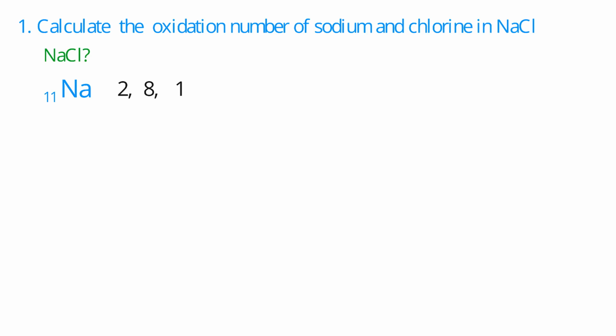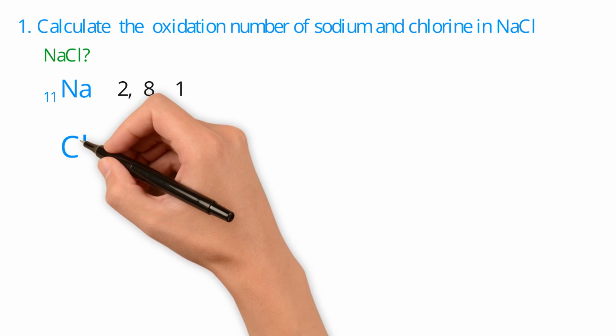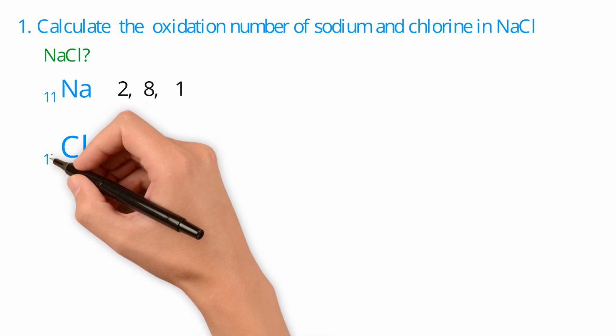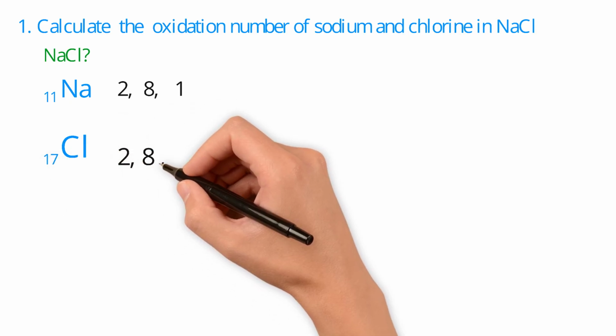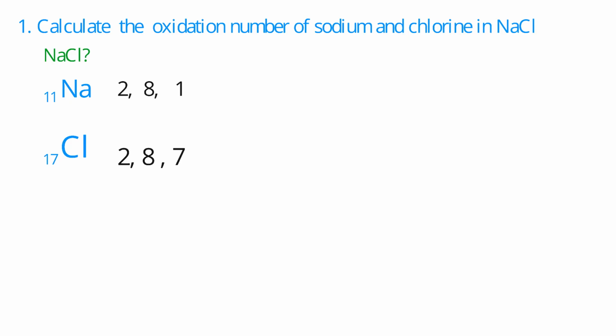Calculate the oxidation number of sodium and chlorine in sodium chloride. Now let me explain each atom individually. Sodium atom, its atomic number is 11, and electron configuration in main shell 2,8,1. One is the valence electron of sodium atom because it's found in its outermost shell. Therefore, sodium must lose one electron to have 8 electrons in its outermost shell.